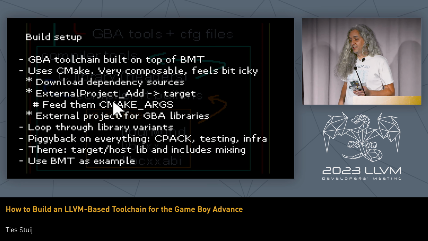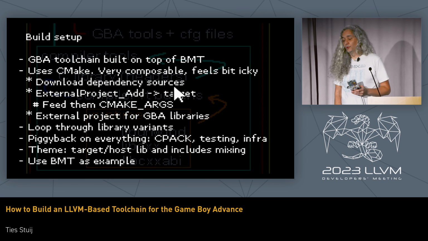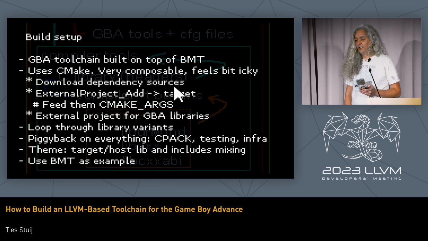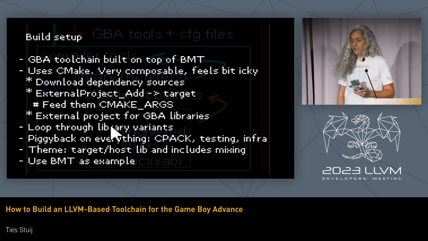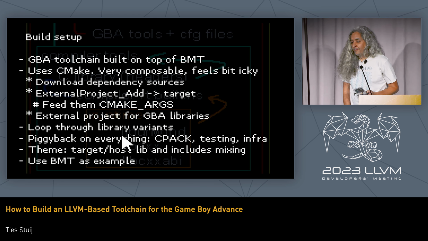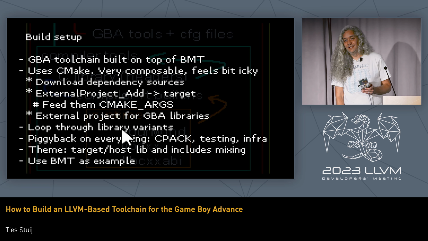That is a CMake concept, by the way. Then we do external project add, which creates a target for the runtimes, for the compiler RT, for picolibc, and then we feed those CMake arguments to stay sane a little bit. And then once we're done, we compile our GBA libraries with the full toolchain that we eventually made. And when we do our library variants, we just loop, and I'm sure there's better ways.